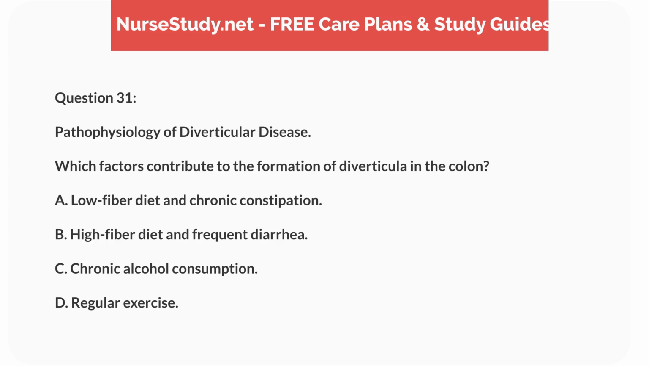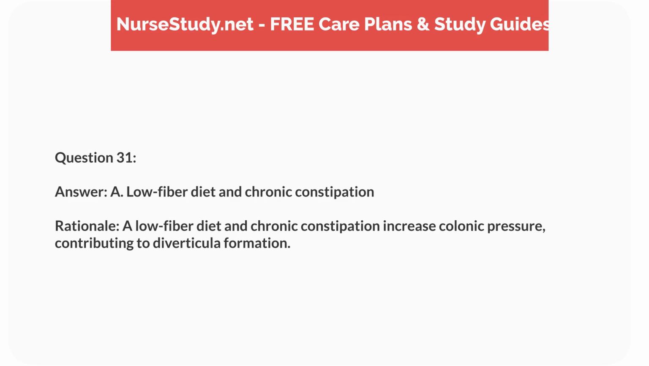Question 31. Pathophysiology of diverticular disease. Which factors contribute to the formation of diverticula in the colon? A. Low-fiber diet and chronic constipation. B. High-fiber diet and frequent diarrhea. C. Chronic alcohol consumption. D. Regular exercise. Answer: A. Low-fiber diet and chronic constipation. Rationale: a low-fiber diet and chronic constipation increase colonic pressure, contributing to diverticula formation.